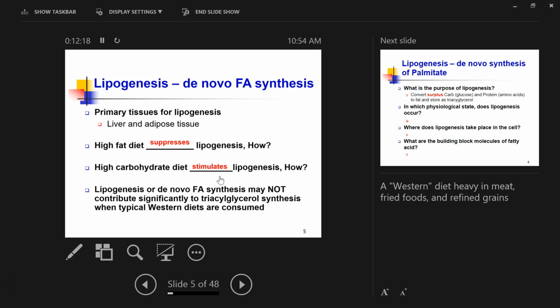And similarly for the high-fat diet, right? For example, when we do an animal experiment, we try to feed the animal or mice a high-fat diet. Usually in the high-fat diet, the fat contains 60% of the total energy. So this is relatively high.